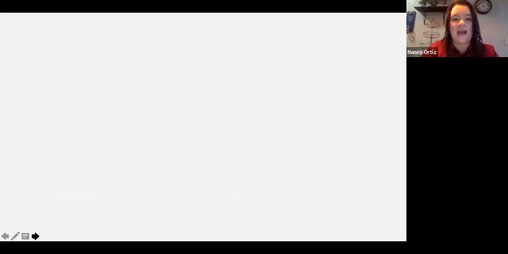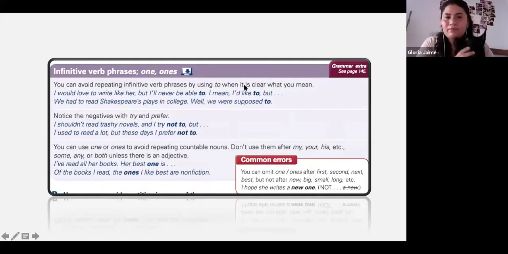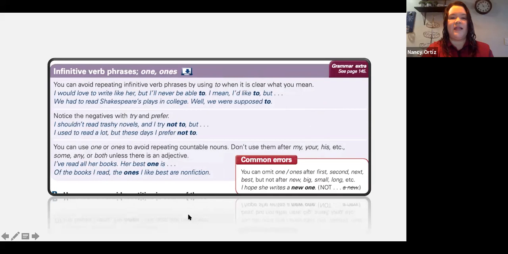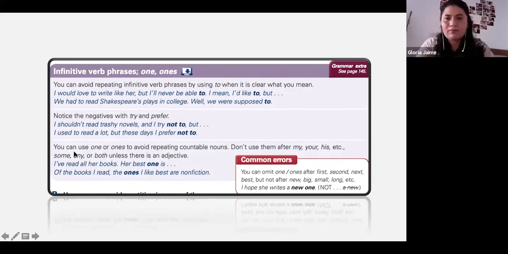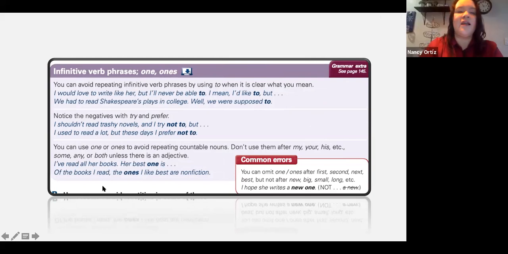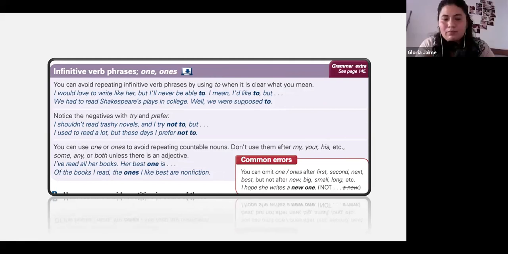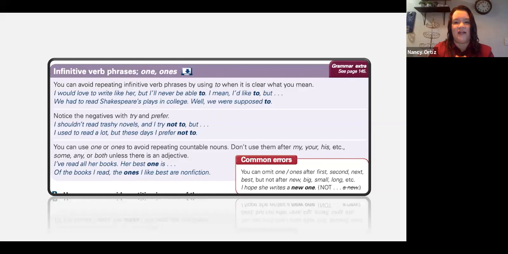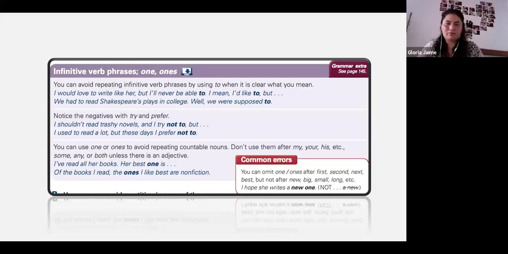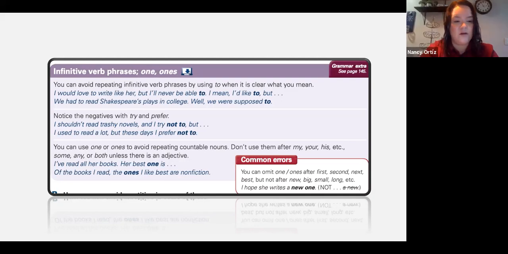Now, let's check how we can do this. This is how to do it, guys. Basically, we can use some words and expressions. Number one, we can avoid repeating the infinitive verb phrases by using to. This is very typical in English. When do we do this? When the meaning is clear, when what you want to transmit is clear enough, we use to.